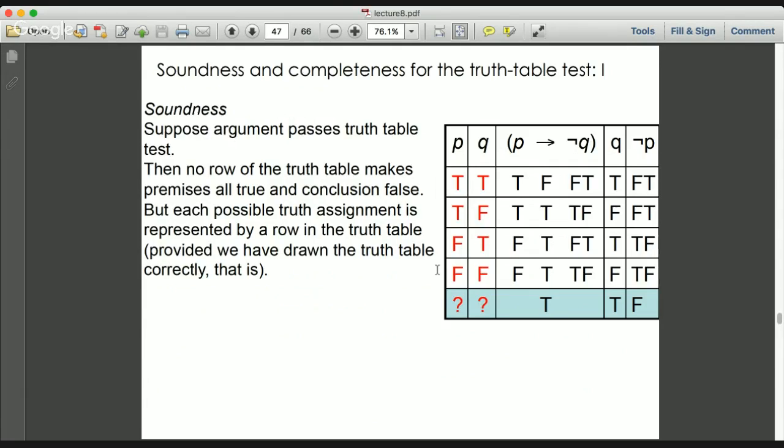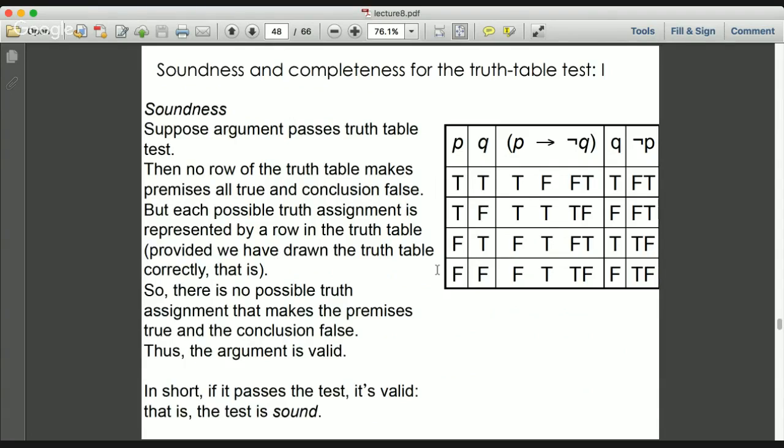At least you can trust the positive result it's giving. It's telling you the argument is valid, and you know you can trust it because there aren't any other cases you haven't thought about. It's got them all here. So there is no possible truth assignment that makes the premises true and the conclusion false. When it says it's valid, it is actually valid. That means we can trust the positive results it gives us, so it's sound.